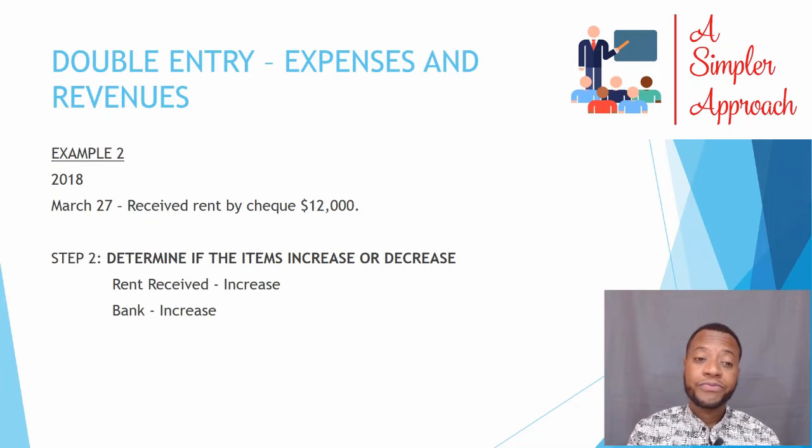Step number 2, determine if the item increased or decreased. The revenue of rent has increased naturally, okay, because we have collected revenue, we've collected some money. So naturally revenue is going to increase, okay, and by virtue of that fact, bank is also going to increase because the revenue was placed there. Okay, so both items have increased.